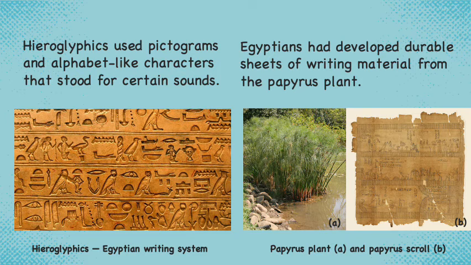The Egyptians had also developed a substitute for paper. This stiff, reed-like plant grew and continues to grow in the marshy areas lining the Nile, among other places. This is called the papyrus plant. Its tough, fibrous interior proved ideal for making durable sheets of writing material.